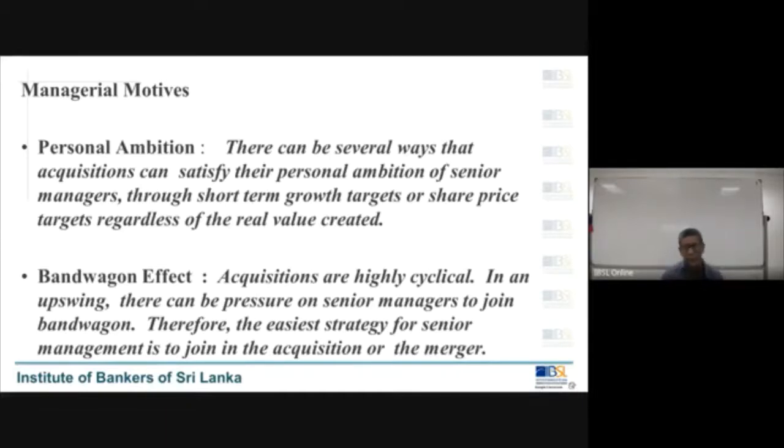Now the examiner asks you, what are the motives for mergers and acquisitions? So you need to answer like this. What are the three motives? It may be a strategic motive, and you tell what you mean by a strategic motive, and give one example. Then you explain what is a financial motive, and give one example. Then you explain what is a managerial motive, and give at least one example. Then your answer is covered, right?